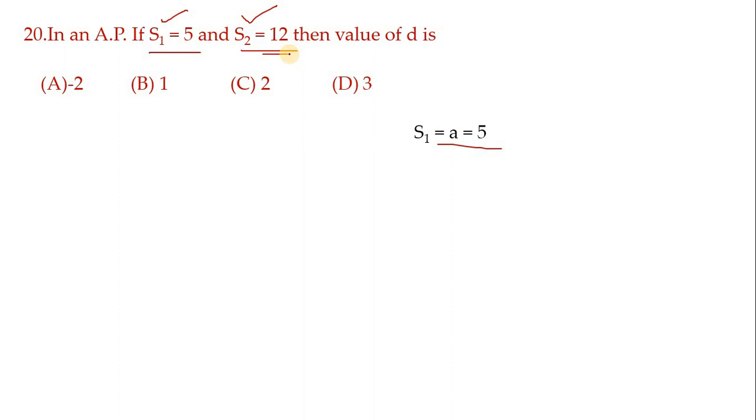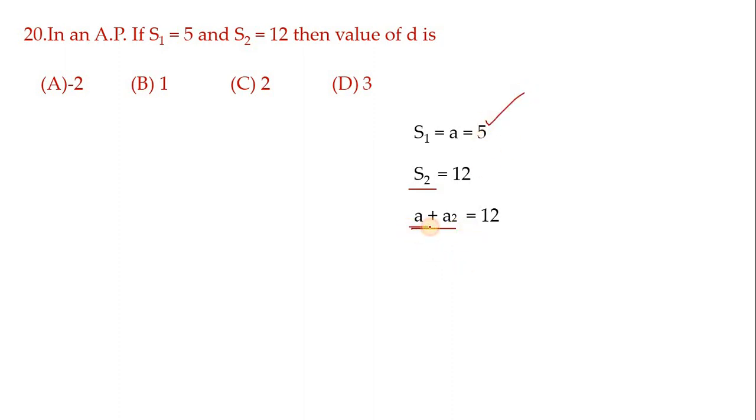S1 means first term only, but S2 means not only the second term. S2 means you have to understand the sum of two terms, first term and second term. First term is what? A. Second term is what? A2. So S2 is 12, so we can write it like this: A plus A2 equals 12. I repeat again, children, S2 means sum of two terms, first term and second term. In case they give S3, it means sum of three terms, A plus A2 plus A3. Clear?